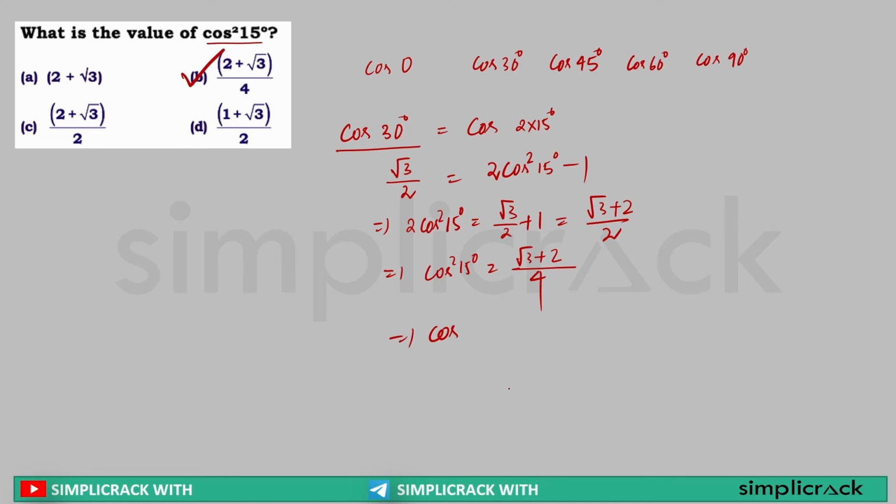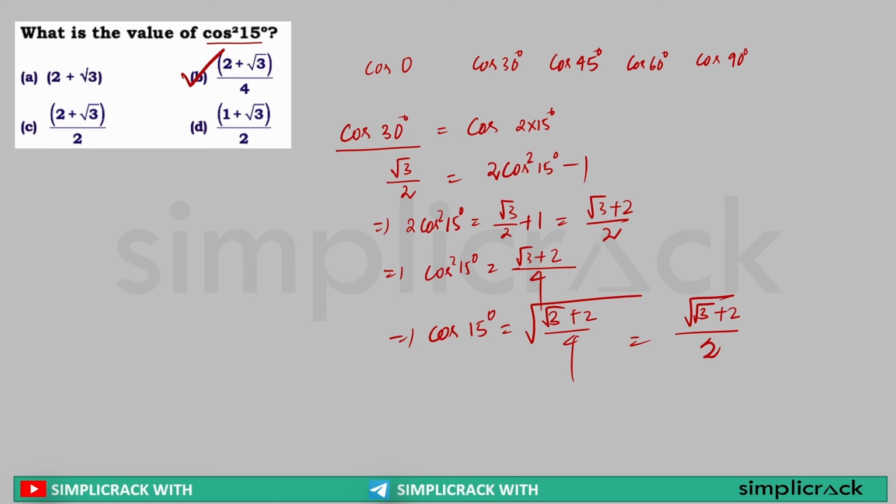If it is asked what is cos 15 degree, you will simply take the square root of root 3 plus 2 divided by 4, or you can write it as square root of root 3 plus 2 divided by 2. Clear? Yes or no? Got it? So this is how you can simply answer the questions. Sorted?